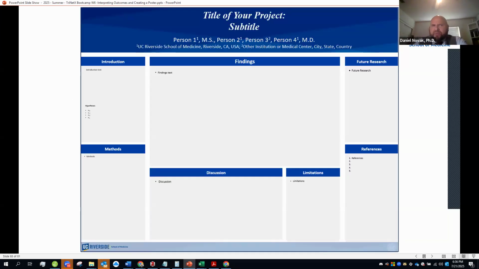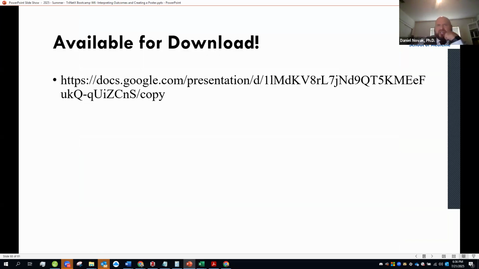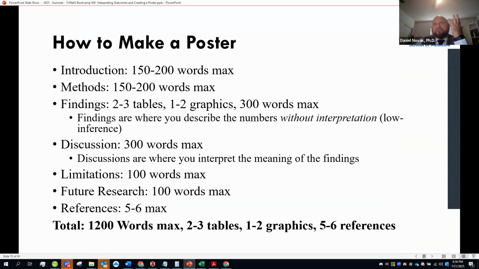You can go and download it, but let's just talk really quickly about what you want to do with it. Most posters are about 1,200 words max. You're going to have 2 to 3 tables in there. That's going to include your table 1, which is your propensity score matching table, as well as 1 to 2 other tables that are going to summarize your data. You're going to usually have 1 to 2 graphics, so that's a bar chart or a Kaplan-Meier curve, whichever is easier.